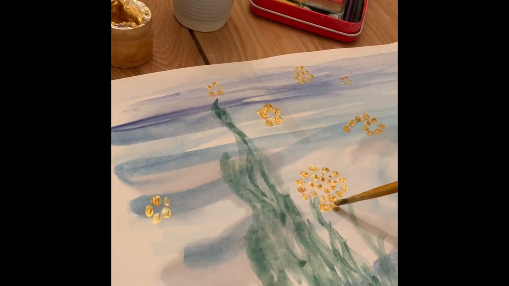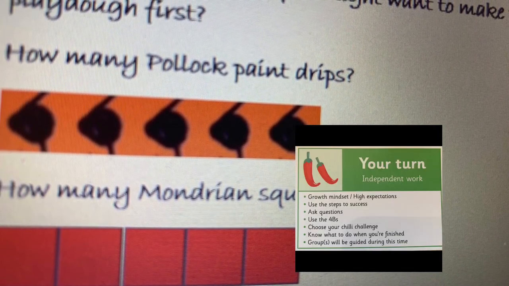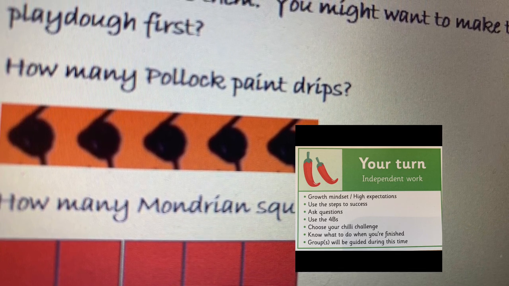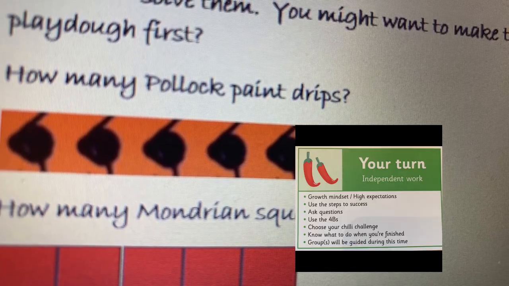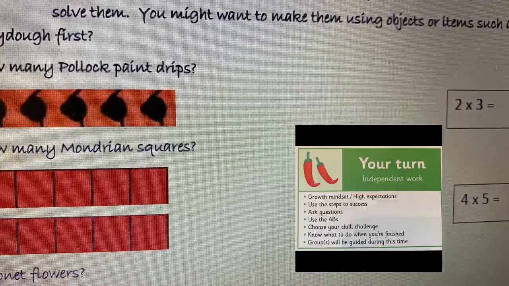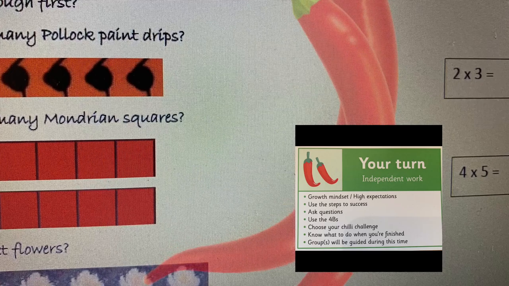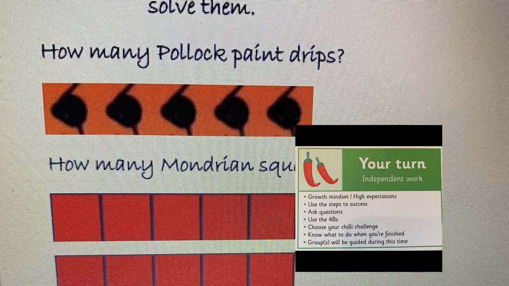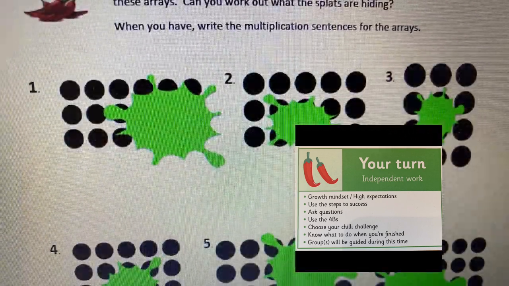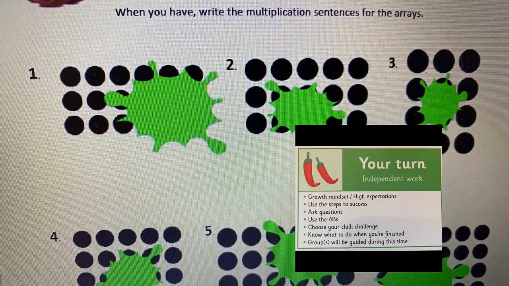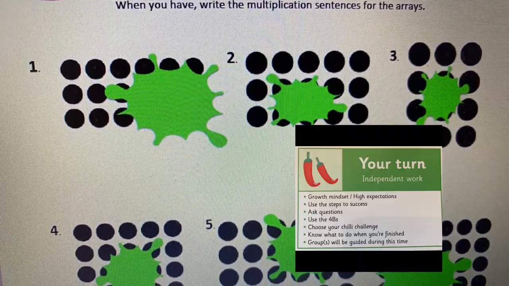I'm going to get on with my painting and you can choose from the chili challenges. Your chili challenges have been emailed on parent mail, so please go and have a look and choose. Chili 1 is to match the number sentence to the array, and you might want to make it first, maybe using Play-Doh or pictures or objects. Chili 2 is to label the arrays and then make or draw some of your own for number sentences given. And Chili 3, a bit more of an open-ended array challenge. All of them are based around art, so hope you have lots of arty array fun.